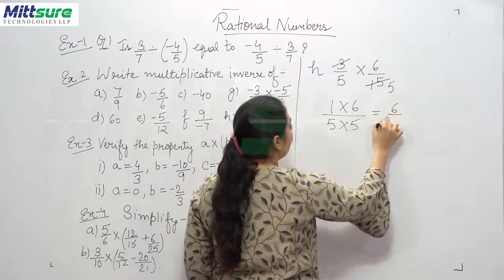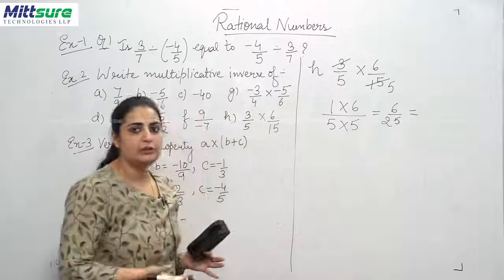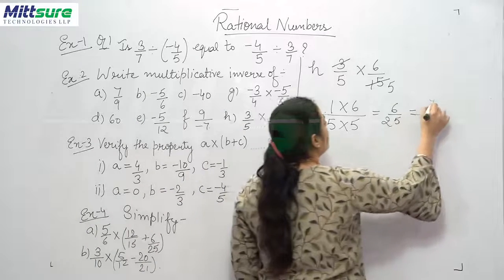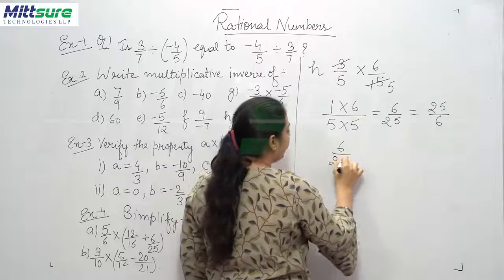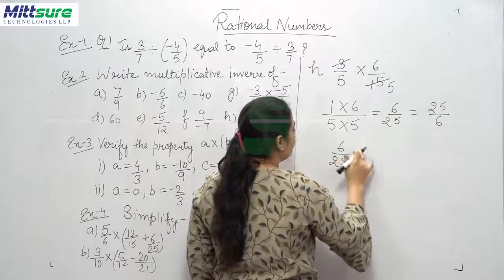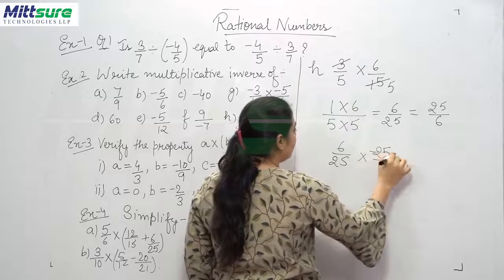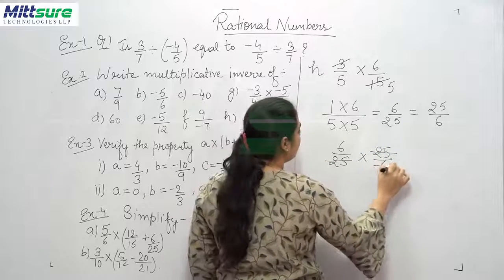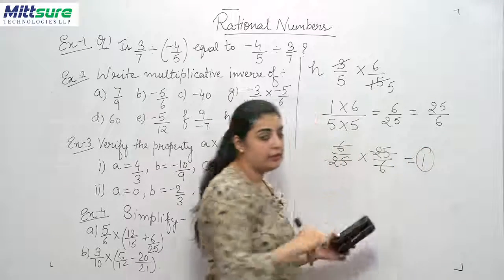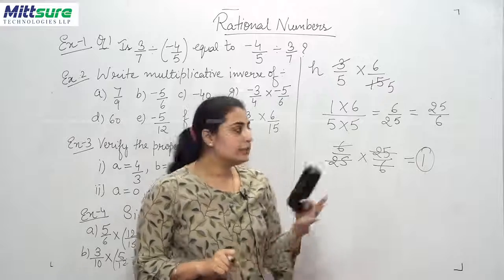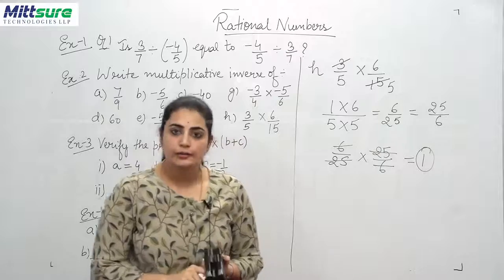So 6 upon 25 is your product, and when this 6 upon 25 is changed to its multiplicative inverse, it becomes 25 upon 6. Let's check. If 6 upon 25 is multiplied by 25 upon 6, then this 25 gets cancelled with this 25, 6 gets cancelled with this 6. So ultimately what are you left with? You are left with only 1. So this is how you can check whether the calculated multiplicative inverse is correct or not.